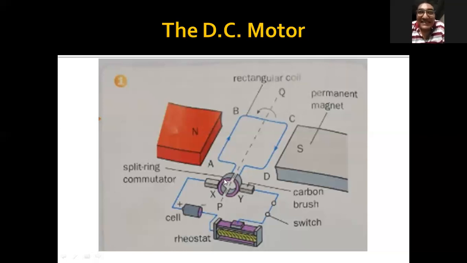But this split ring commutator is welded with the AB side, and this split ring commutator is welded with the DC side. So as the coil will rotate, this ring will rotate. Okay, so this is the basic structure of a DC motor. I hope that is clear to you.